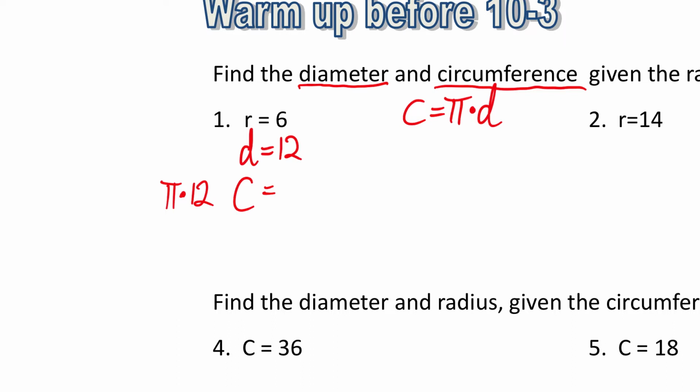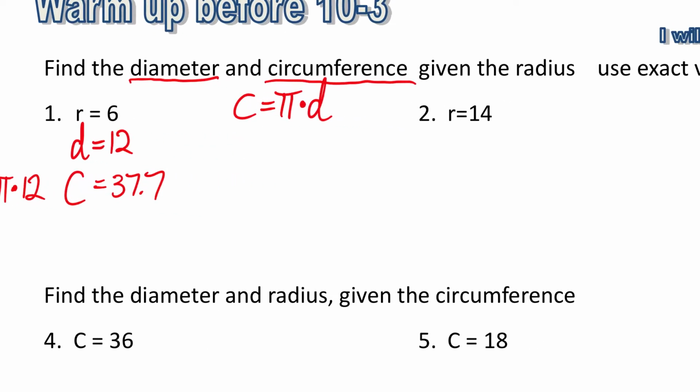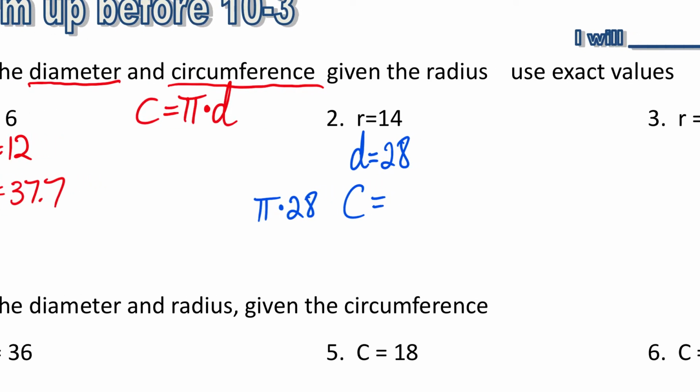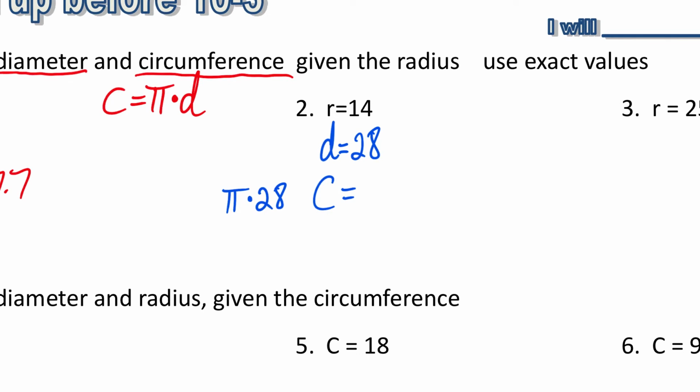37.70. Okay, 37.7, whatever units that is. Okay, number 2, if the radius is 14, what's the diameter? 28. It's just double that. Now for the circumference, we're going to go pi times 28. What's pi times 28?